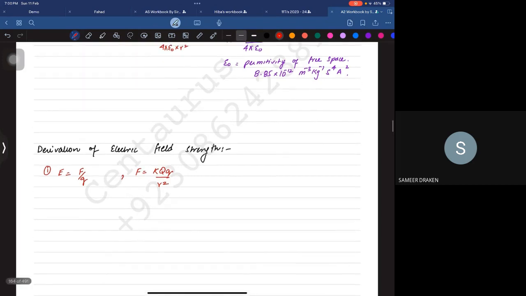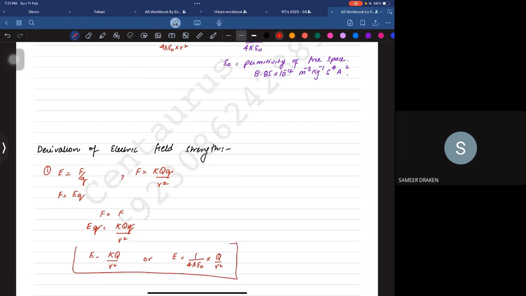Now, you know that this can be written as F equals EQ. So I can put F equals F, so EQ on this side, and KQQ over R square on this side. Q and Q will cancel out. So E will become equal to kq over r square, or we can also write it as E equals 1 upon 4 pi epsilon times q over r square. Whatever formula you like more, you can stick to that.